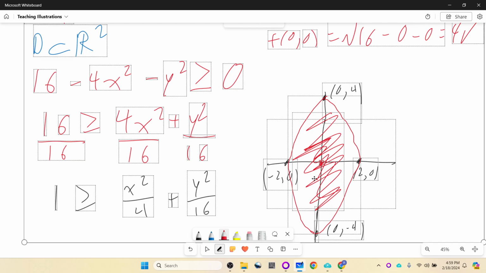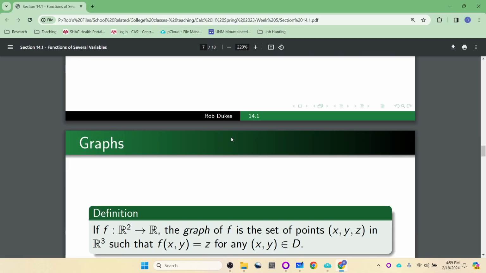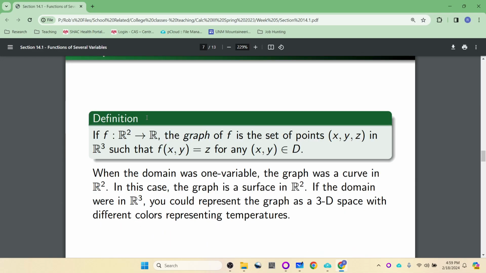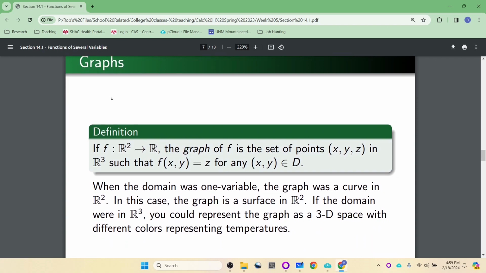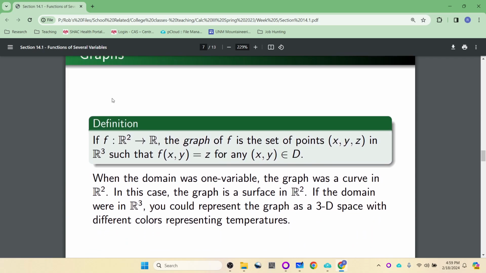Okay. What else do we have? Now the graph, I alluded to the idea of a graph earlier. What is a graph? Well, if you have a function from R squared to R, the graph is all the points x, y, z in R3, so that f of x, y is z for any x, y in the domain. So what does that mean? Well, it means that instead of just the domain, we also want to include the range.